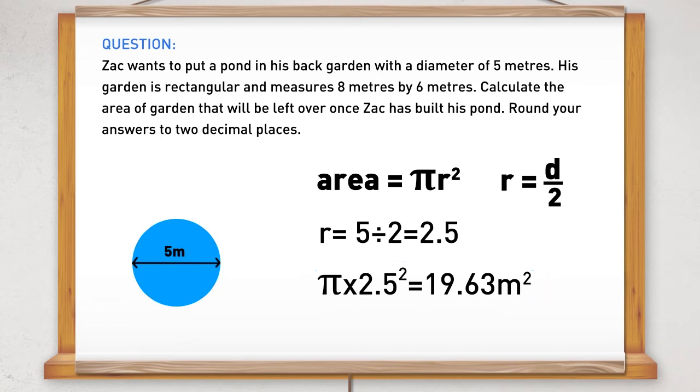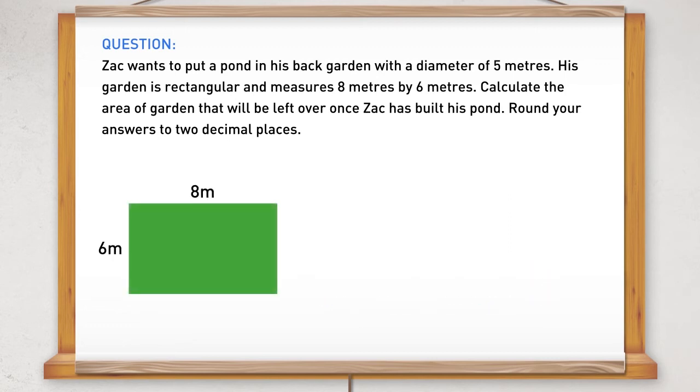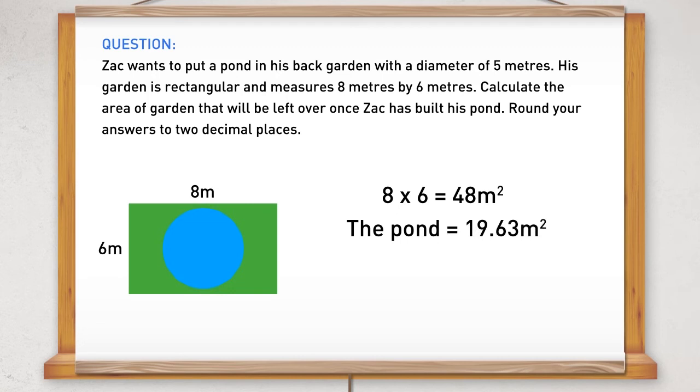We now need to find the area of Zach's garden. So before his pond is built, he has 8 times 6 equals 48 square metres of garden. If Zach builds his pond, the pond will take up 19.63 square metres. So if we deduct the area of the pond from the area of the garden, we will be able to find the area of the garden left over. 48 minus 19.63 equals 28.37 square metres.